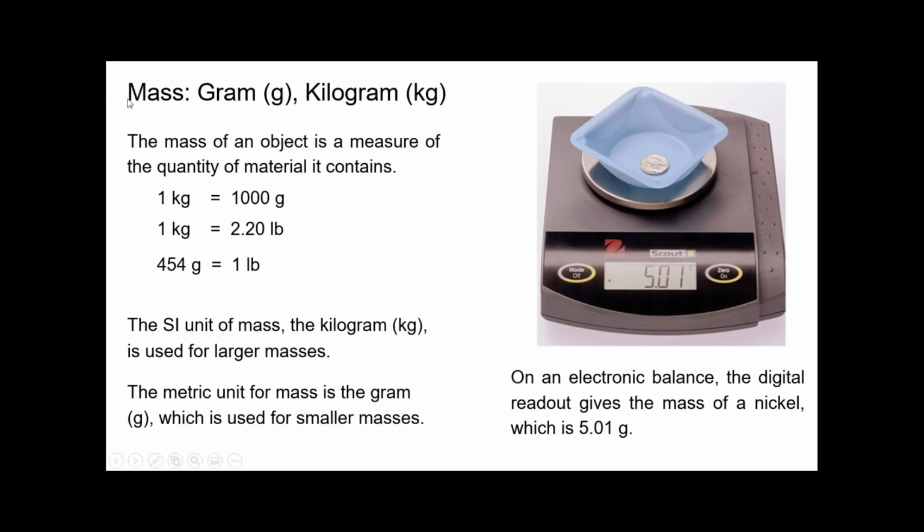If you take a look over here at this balance, this is something you would have used had you been in person in class. This is what we weigh or determine the mass of substances or items on. And it's usually in grams. You see there's a little green g here. So this is a nickel, and the mass of the nickel is 5.01 grams, and mass is what we would say.